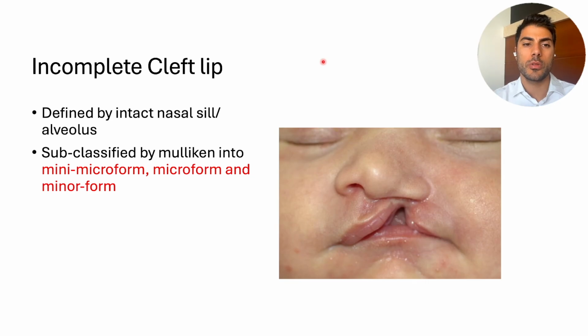So first we'll start with the spectrum of incomplete cleft lip. It is defined, as we said, by an intact nasal sill as well as an intact alveolus, and it's subclassified. It was actually subclassified by Mulliken into mini-microform, microform, and minor form.